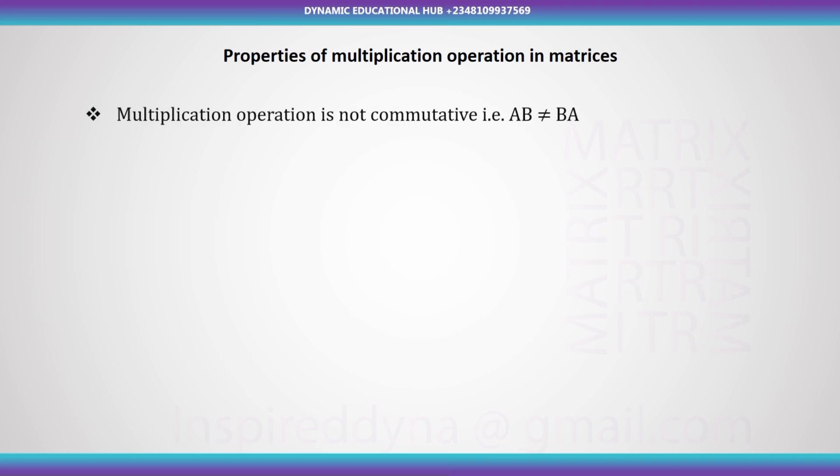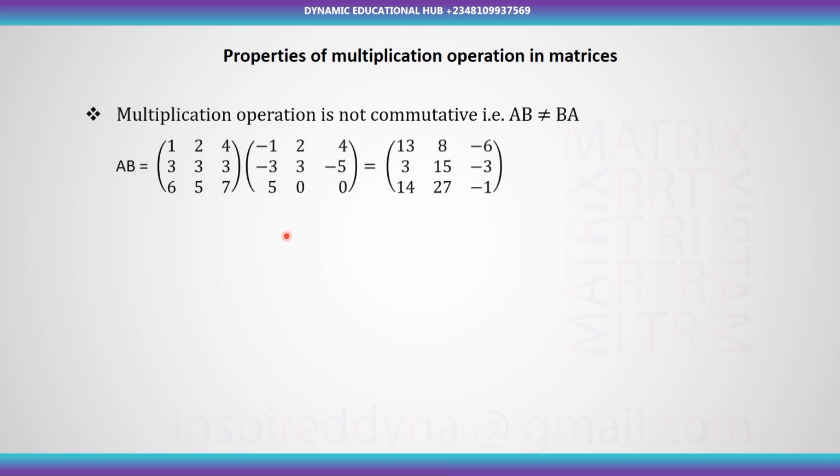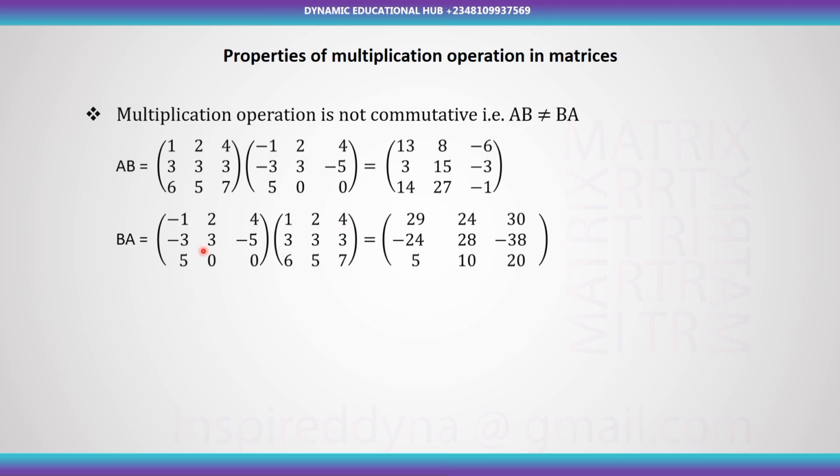Now the first one is multiplication operation is not commutative. In my previous video, we talked about multiplication of matrices. In my previous video I solved this question where we have matrices A and B. We want to multiply them together, AB, and this is our result. I also solved BA. Now let's check if the answers are the same. This is AB, the answer is here. This is BA. We discovered that they are not the same. That is for matrices, AB can never be the same as BA. So multiplication operation is not commutative.